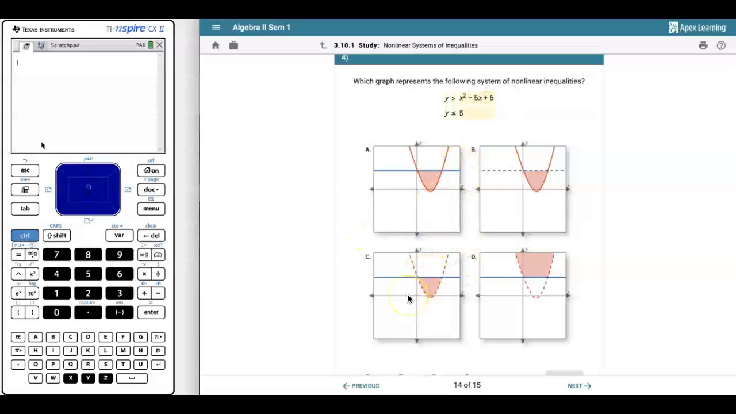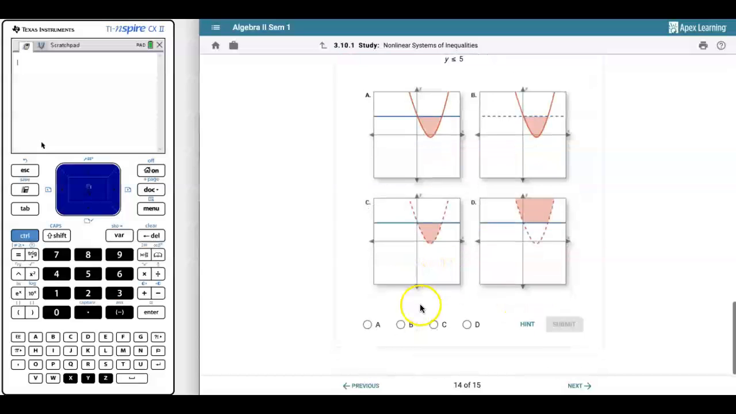So you're left with C and D, and you've got to figure out, well, it's got to be less than 5 but greater than this. I can determine this right off the bat. It's got to be less than 5. If this line is the line for 5, it's got to be underneath that. So it's going to be option C.